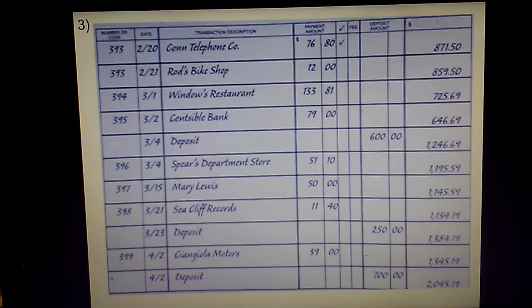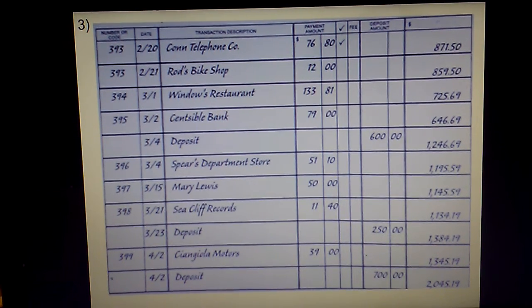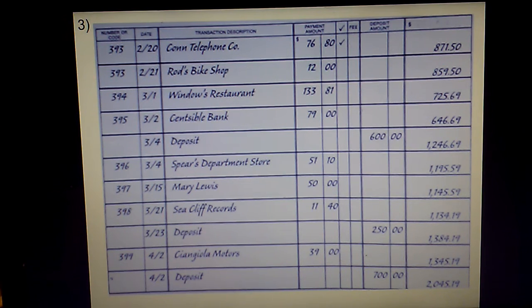Her starting balance, the bank says she starts with $871.50. Underneath are all the transactions for that month. We're not really going to worry about the dates that they have listed because their dates are going to be different than our dates. What we're going to worry about is whether it's a deposit or withdrawal, whether the check numbers match up, and whether the transaction amounts match up.